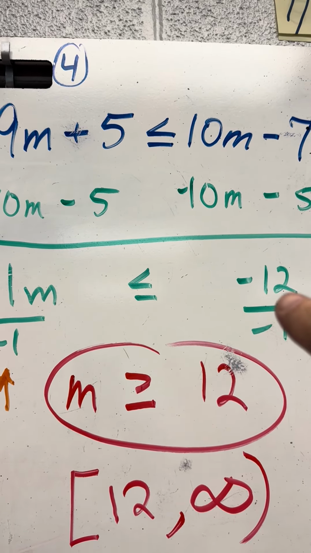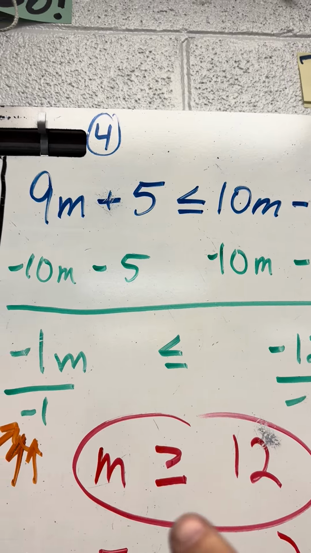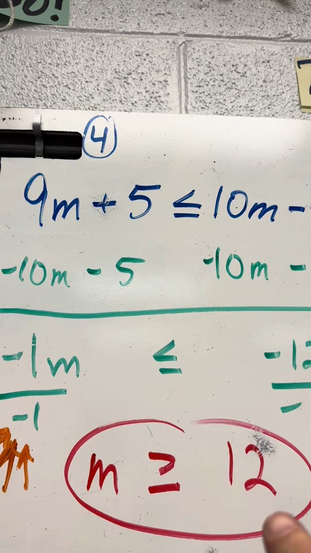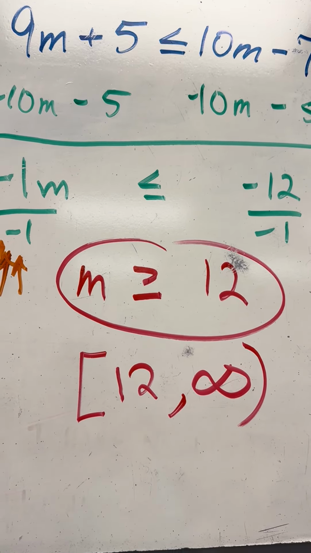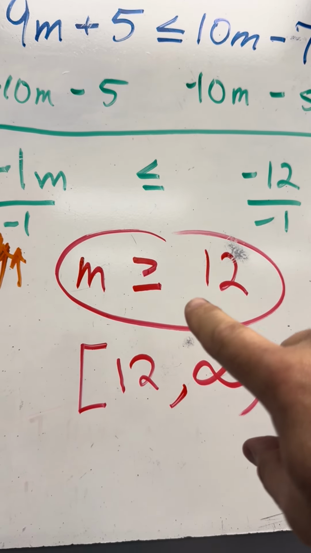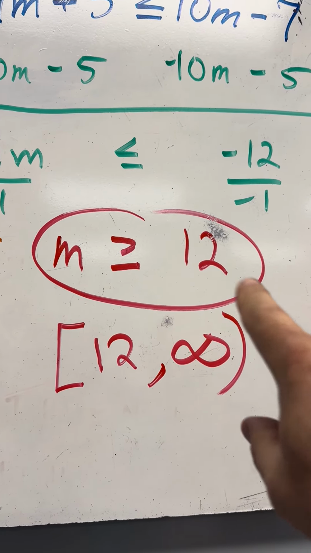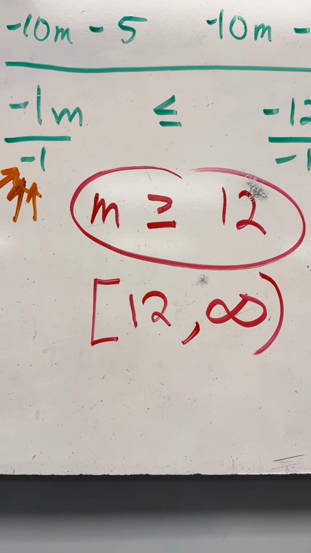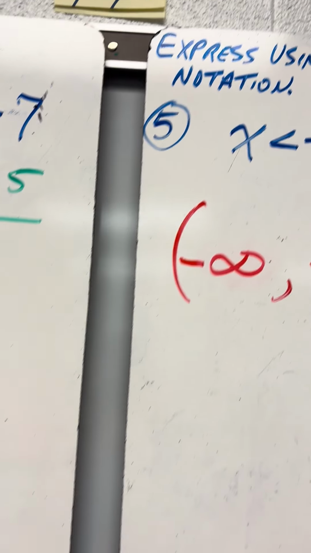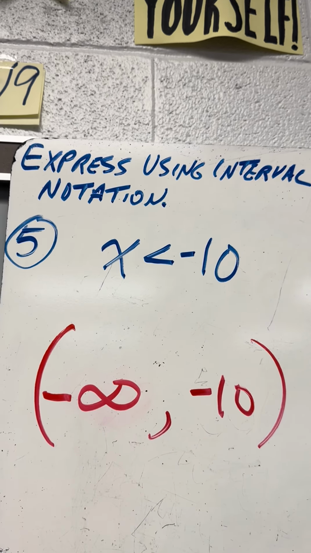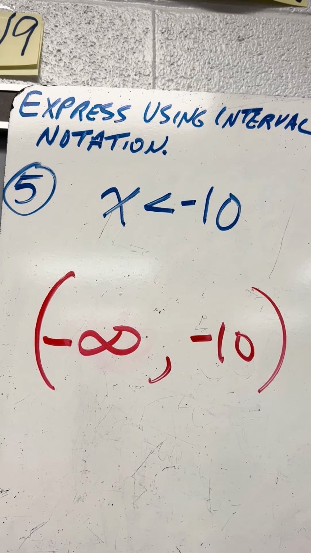So you have negative 12 divided by negative 1, which is positive 12, okay? m is greater than or equal to positive 12, which is the answer, but interval notation will look like this: where greater than or equal to 12, you'll have a bracket at 12 up to infinity with a parenthesis. So I'm giving a set of problems that just look like this, expressed using interval notation. I don't need you to show any work, all right?